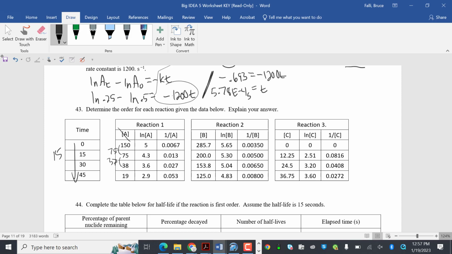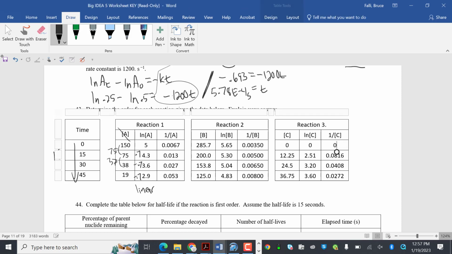This went down by 0.7. This went down by 0.7. This went down by 0.7. That is the same change, so that is linear. So ln versus t, this guy right here, because ln versus t is first order.